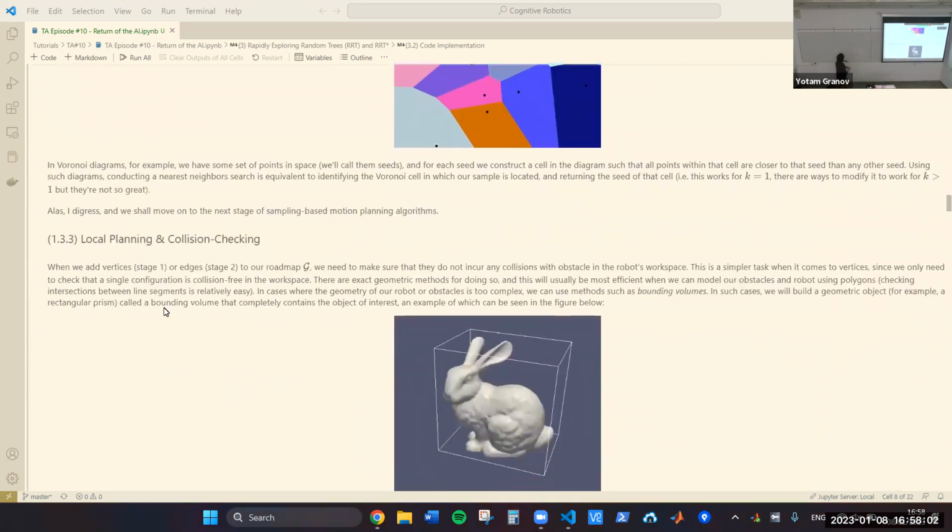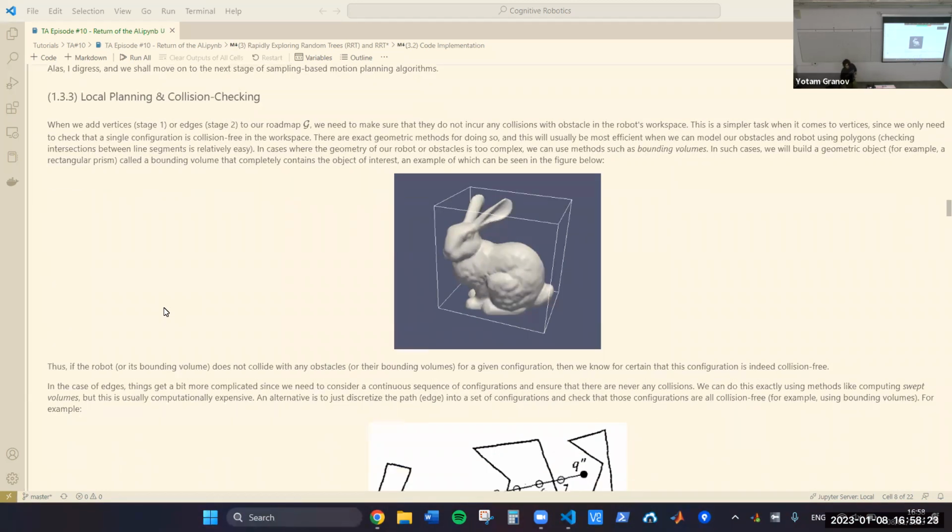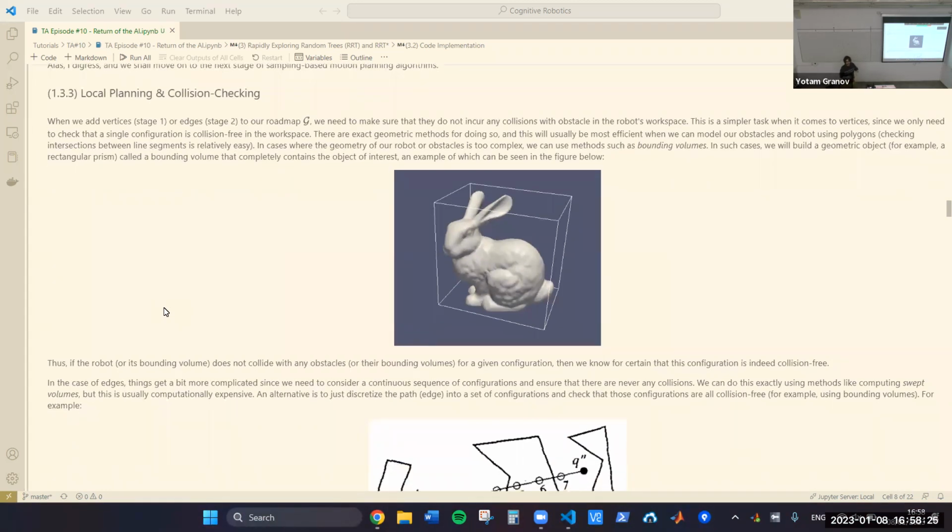Once we've created a graph where we've added all these edges based on whatever nearest neighbors algorithm we're using, we need to check that these edges and the vertices that we sampled in the first place are valid at all. We've just taken a bunch of points in the C space and a bunch of edges. We don't actually know, if we translate them back to the workspace, whether they are valid. Valid, like if they collide with anything.